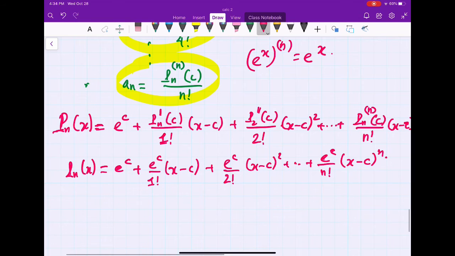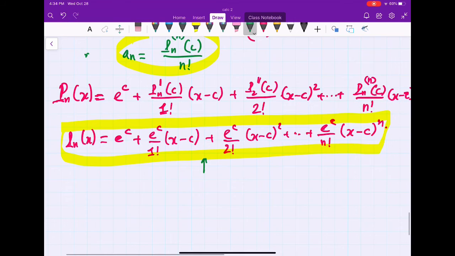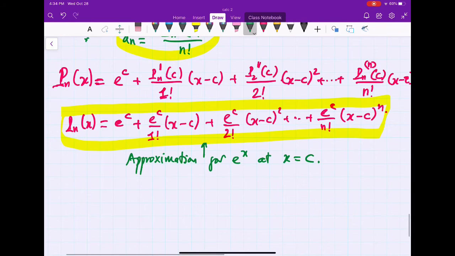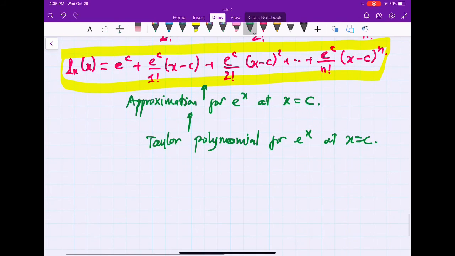You see, and that is what? This is an approximation for e to the x at any point c. This is an approximation for e to the x at the point x equal to c. And this polynomial is called the Taylor polynomial for e to the x at x equal to c. And when c is 0, this Taylor polynomial is called the Maclaurin polynomial, right?